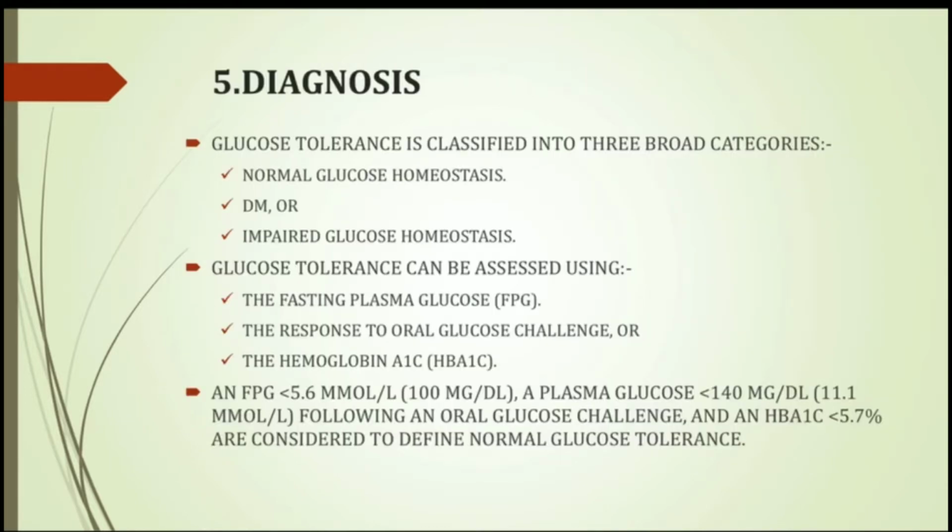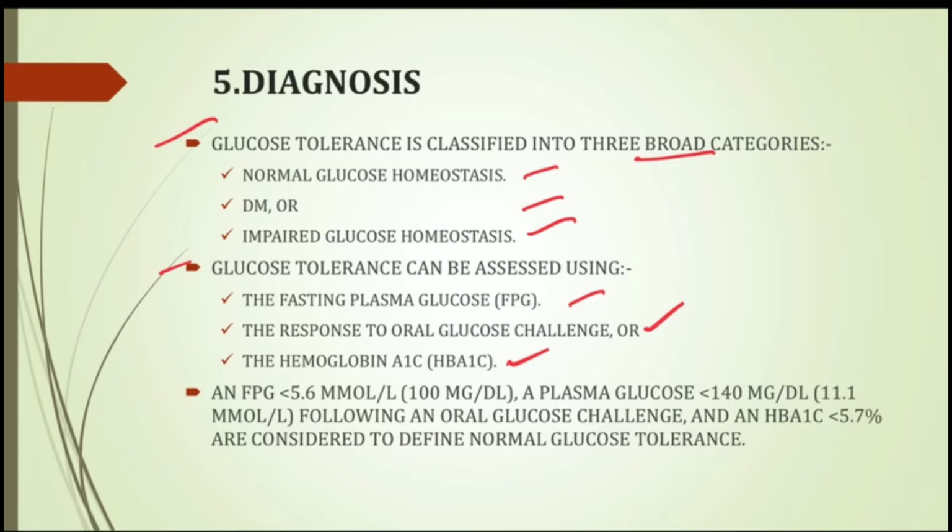So first we will begin with the diagnosis in diabetic patients. Glucose tolerance is classified into three broad categories: normal glucose homeostasis, diabetes mellitus, and pre-diabetes, impaired glucose homeostasis. This glucose tolerance can be assessed using three tests: fasting plasma glucose, response to oral glucose challenge or OGTT, oral glucose tolerance test, which is the gold standard to diagnose type 2 diabetes mellitus, and lastly hemoglobin A1C, HbA1c.